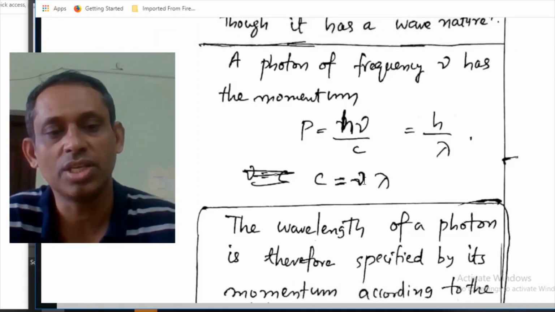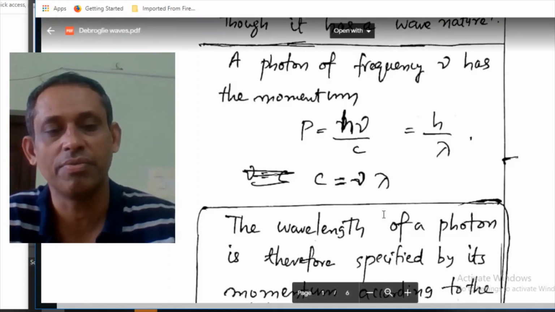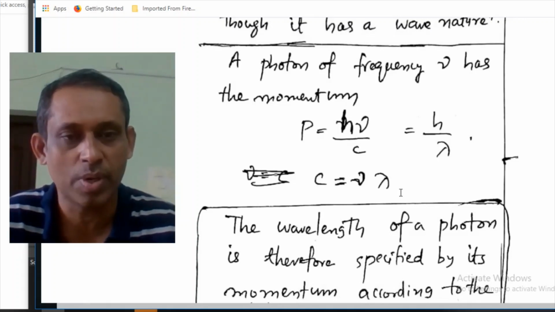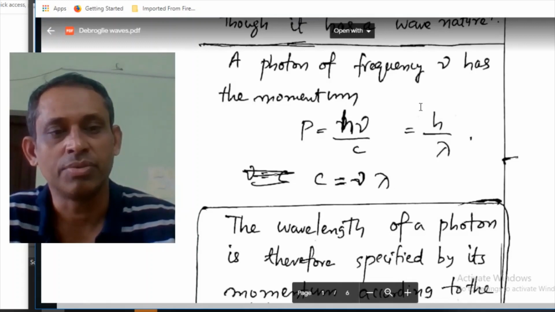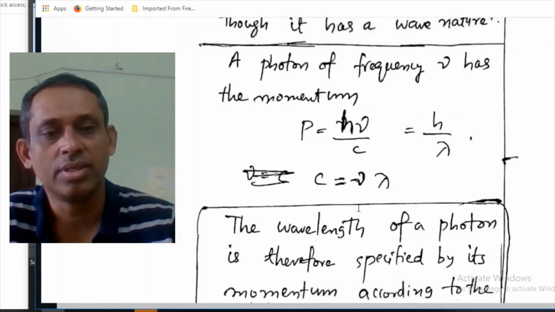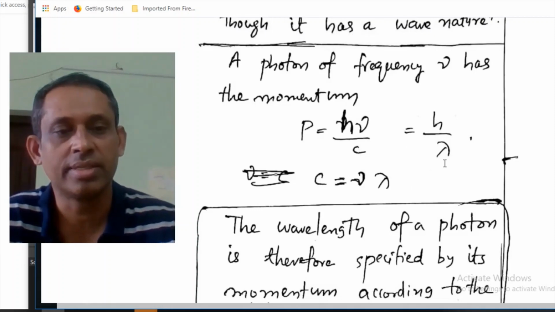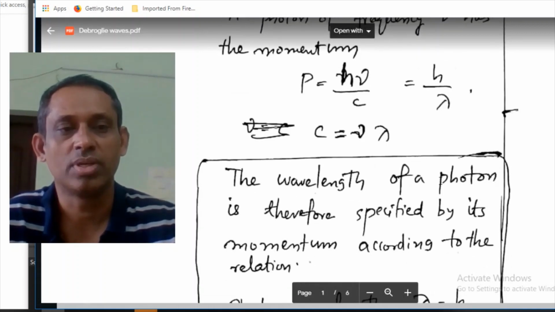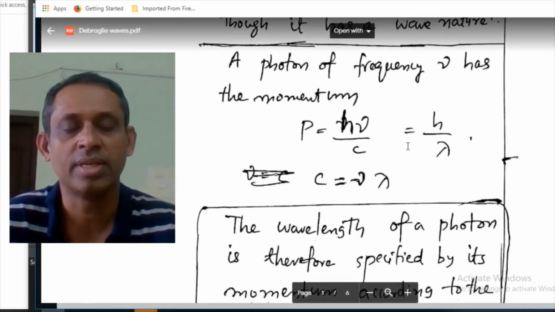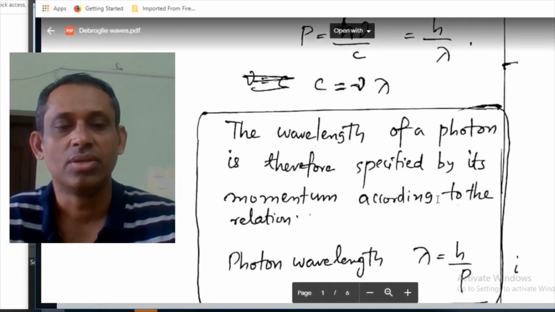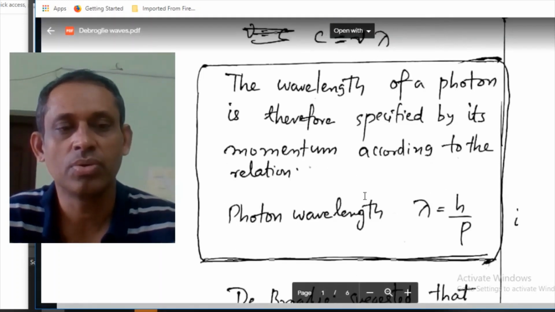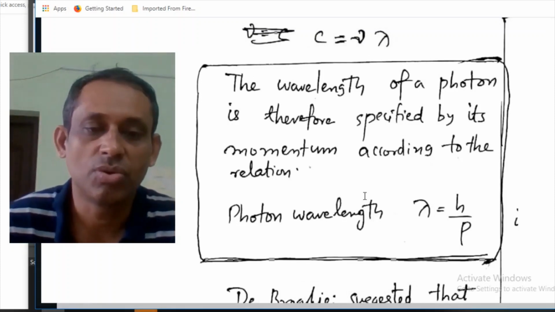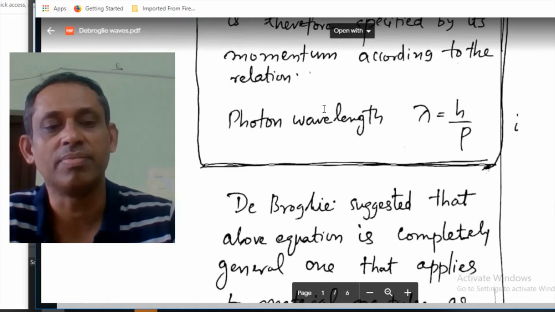Now we know c is equal to nu lambda. This is the equation for a wave connecting velocity, frequency, wavelength. So if we substitute that here for nu or for c, I will get P equal to h by lambda. Momentum of the photon is equal to Planck's constant over its wavelength. So the wavelength of a photon is therefore specified by its momentum according to the relation: photon wavelength lambda equal to h by p.